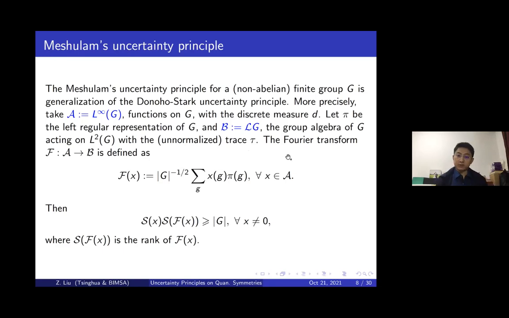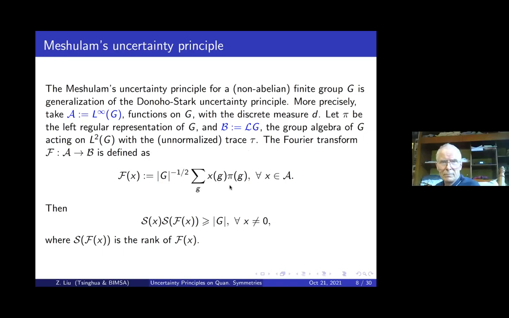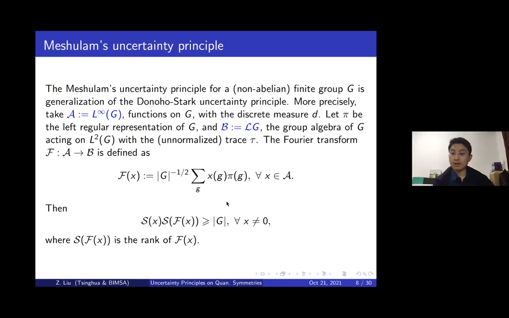And the Fourier transform is a transformation from the A algebra to the B algebra, so from functions to those matrices, just by replacing the function x, so we have a function x over the group G. Its Fourier transform is the sum of x_g times pi(g). pi(g) is unitary.